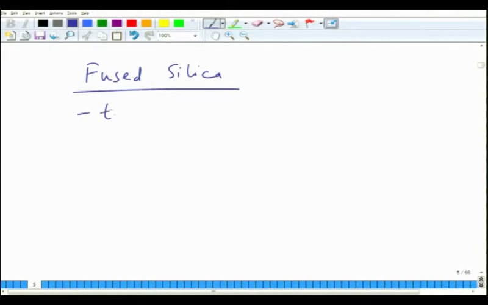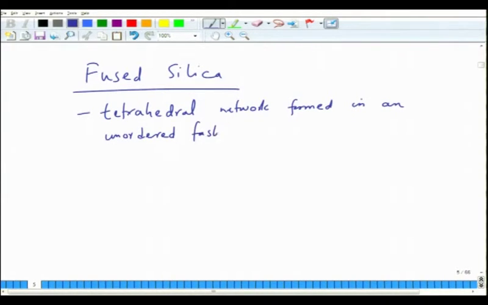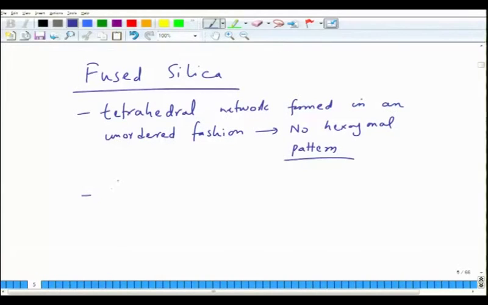you can say it is a tetrahedral network formed in an unordered fashion. So, there is no hexagonal pattern there, but the requirement of coordinations are fulfilled, and so they have relatively higher Tg. So, they soften at higher temperatures.